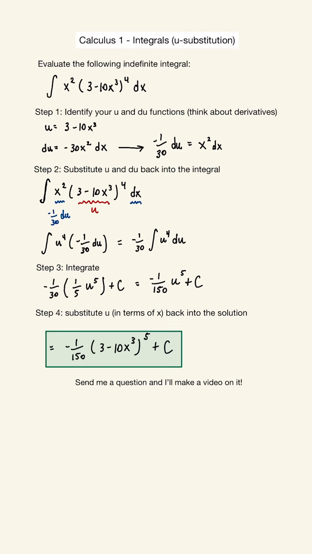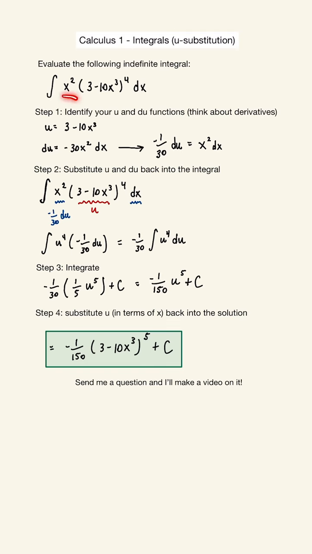And so when we're thinking of which term in our integral to define as our u term, what we want to think about is, what can I take the derivative of? So which term can I take the derivative of in order to get a surrounding term, right?